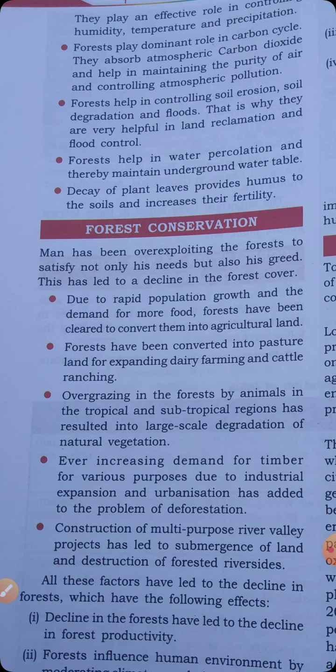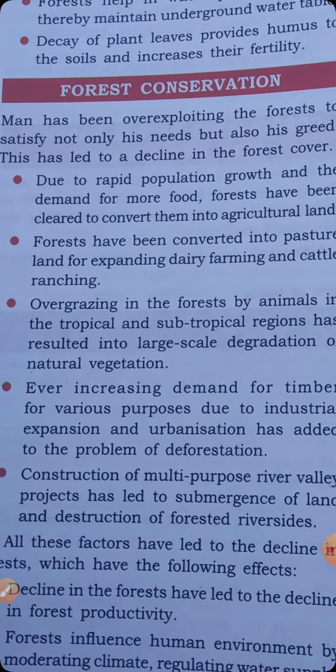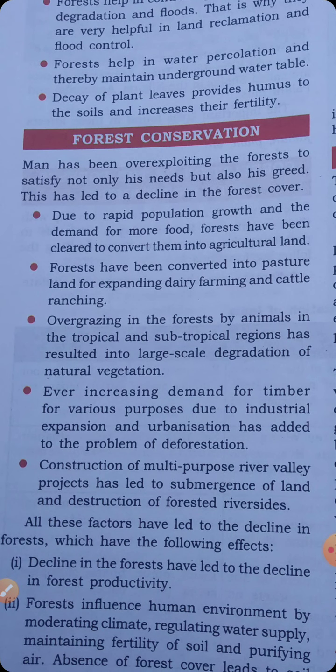Due to rapid population growth and the demand for more food, forests have been cleared to convert them into agricultural land. Forests have been converted into pastures for expanding dairy farming and cattle ranching. Overgrazing in the forest by animals in the tropical and subtropical regions has resulted in large scale degradation of natural vegetation. Ever increasing demand for timber for various purposes due to industrial expansion and urbanization has added to the problem of deforestation. Construction of multipurpose river valley projects has led to submergence of land and destruction of forested riversides. So riverside forests are also destroyed.